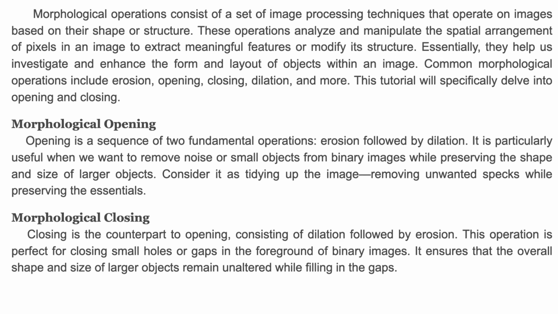Morphological closing is a counterpart to opening, consisting of dilation followed by erosion. This operation is perfect for closing small holes or gaps in the foreground of binary images. It ensures that the overall shape and size of larger objects remain unaltered while filling in the gaps.